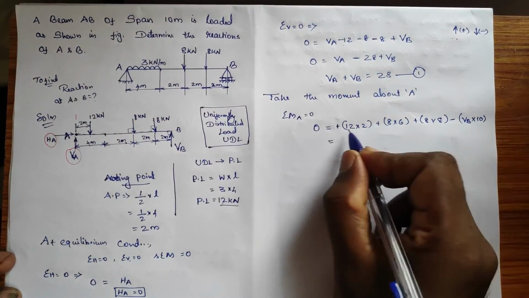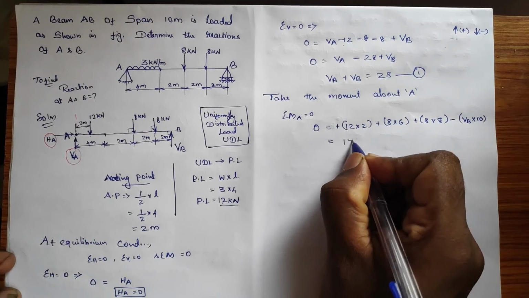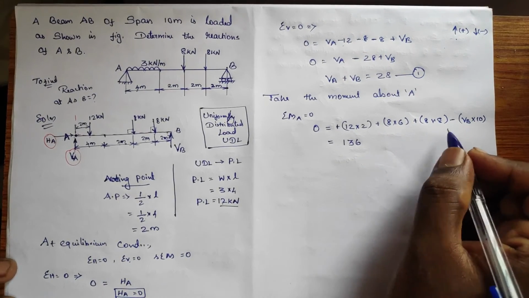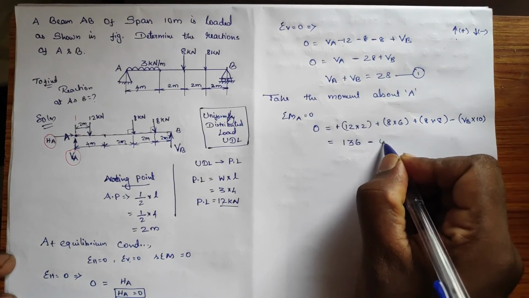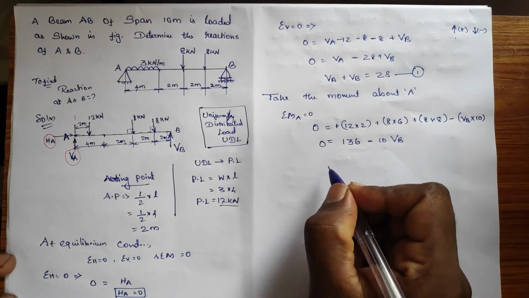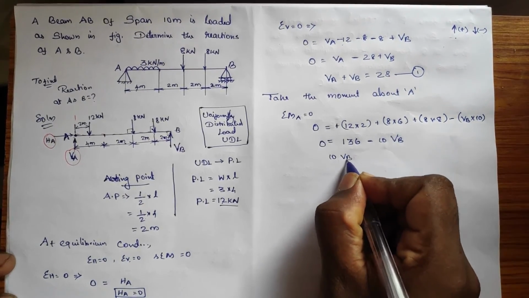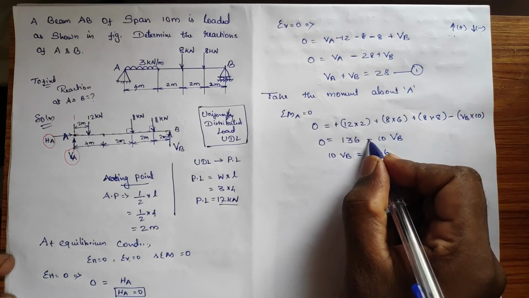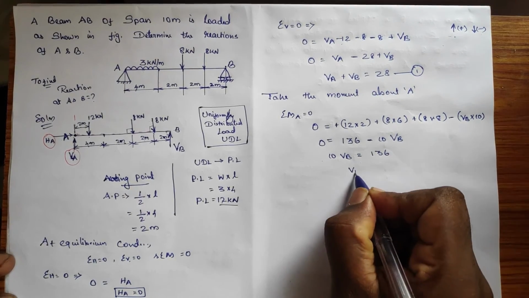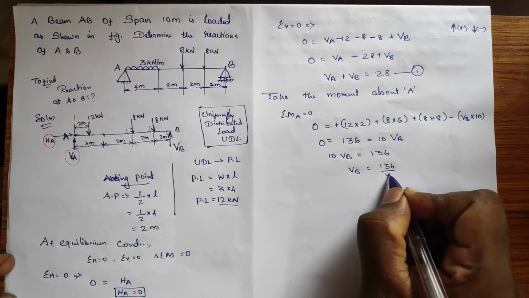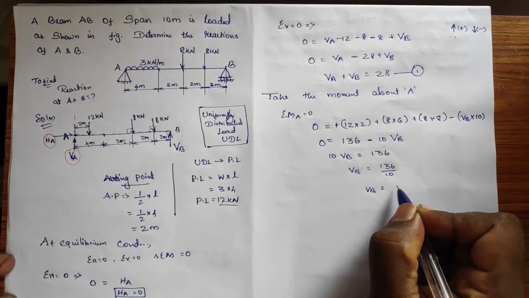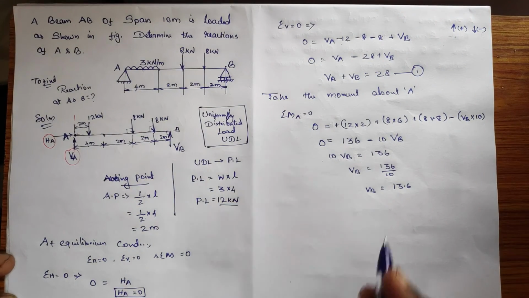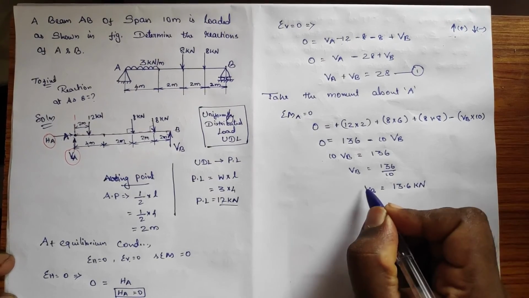Now if you simplify these terms, here we will get 136. Just put it in your calculator, all three terms, and you will get 136 minus 10 VB. So it can be simplified as 10 VB is equal to 136. I have taken it to the other side, so the negative sign becomes positive. So VB is equal to 136 divided by 10, which gives 13.6. The forces are given in kilonewton, so the SI unit for this is kilonewton.